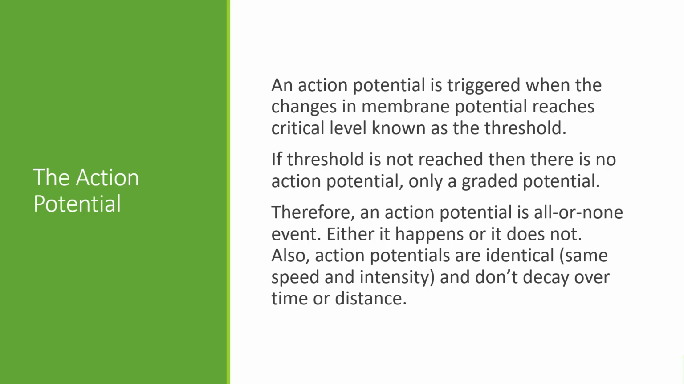Now we're going to talk about an action potential. So an action potential is triggered when there are enough changes in the membrane potential, that -70, that it reaches a critical level known as threshold. And once it hits that threshold point, it is going to fire what's called an action potential. If it doesn't reach the threshold point, there's no action potential, only the graded potential that caused that little mini earthquake there. So we have a whole bunch of little mini earthquakes happening all over the dendrites. And if we have enough of them that are excitatory, we're going to trigger what's called an action potential.